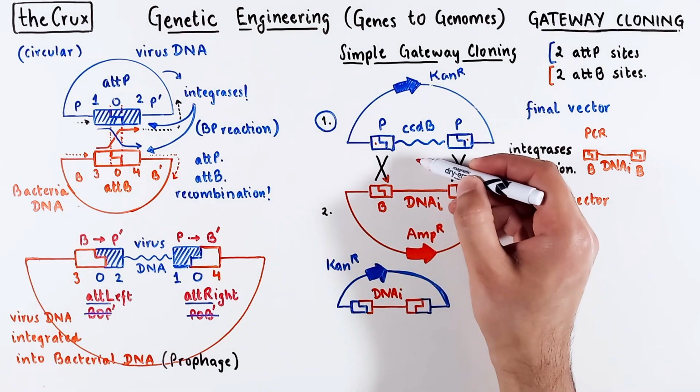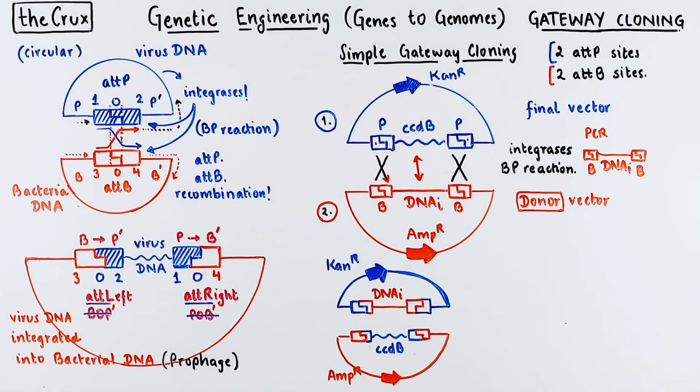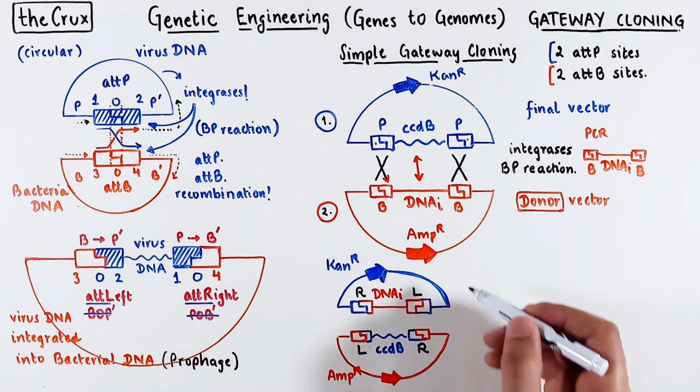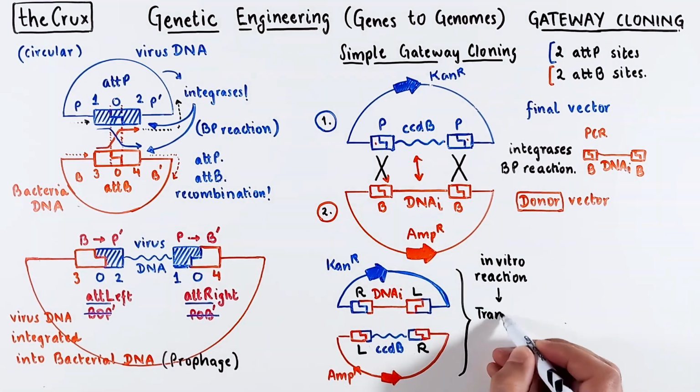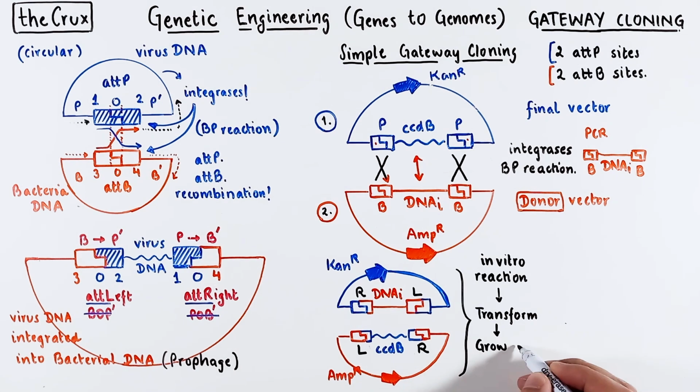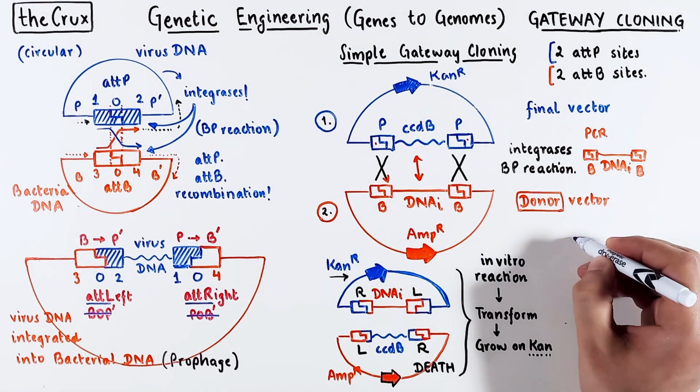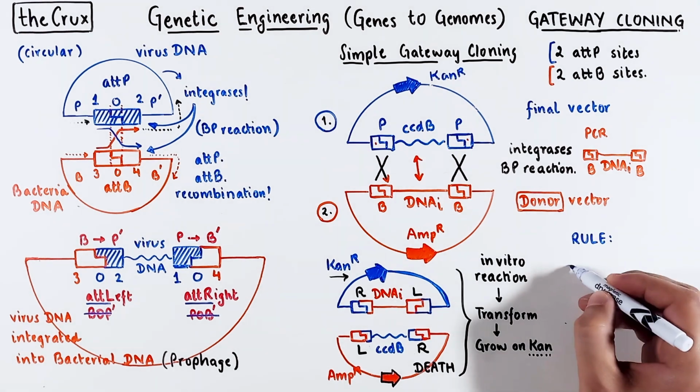Like this, you can also redraw the donor vector, which instead of DNA now contains the CCDB gene. And like we saw earlier, you can annotate these new chimeric sites as attR and attL. Note that all of this happens in vitro, and following this reaction, it is ready to be transformed, and the bacteria is grown in kanamycin because the final vector containing our DNA has kanamycin, which means any bacteria carrying this other plasmid will die. So, in this simple gateway cloning, we have learned about one simple rule.